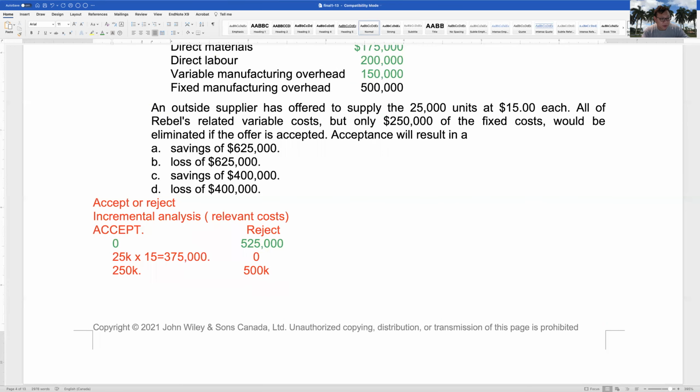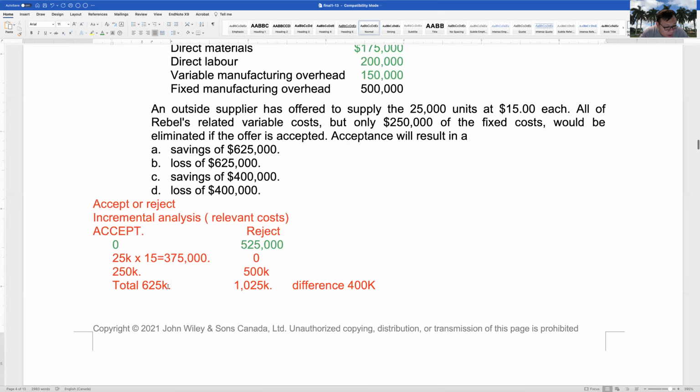So let's take a look at the total. For this one, I have 625K total, 625K. And for this one, I have 1,025K. And the difference, 400K, okay? So if you accept it, the cost is 625K. If you don't accept it, you reject it, the cost is 1,025,000, okay? So when you accept it, you are going to save $400,000.